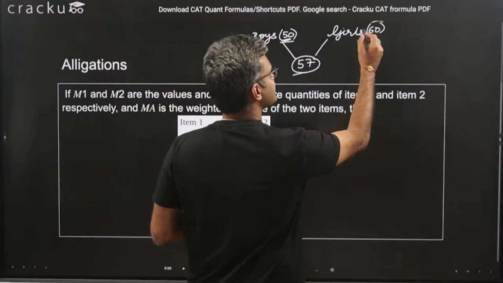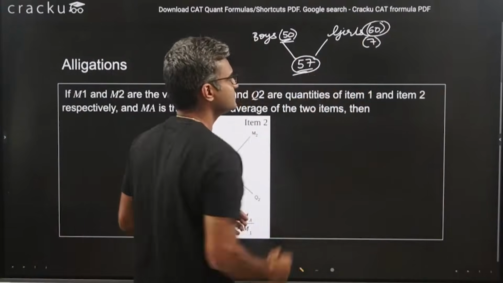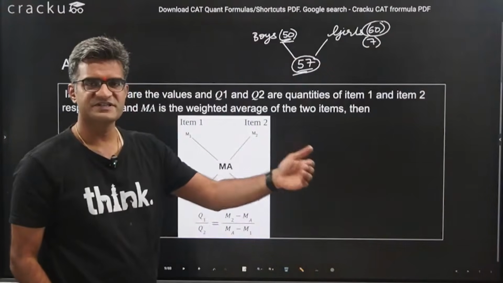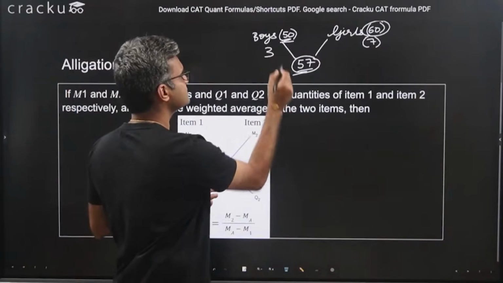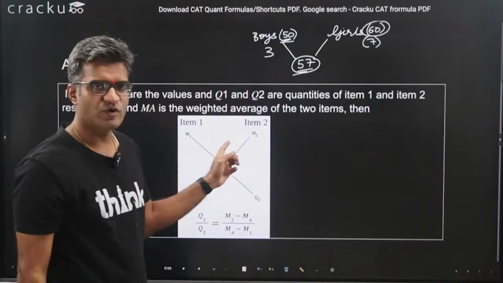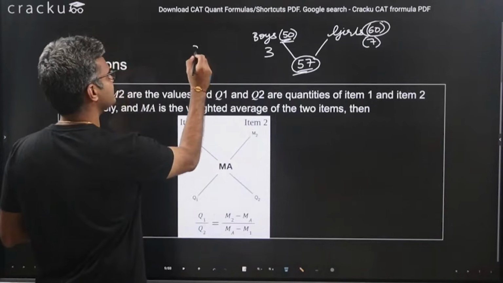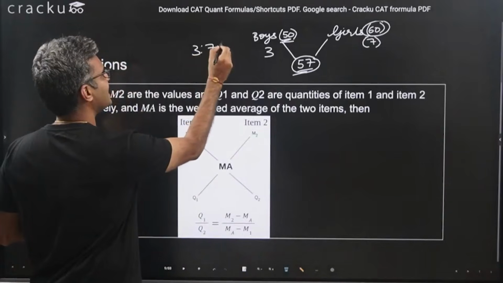And from 60, you subtract 57. What are you going to get when you subtract 57 from 60? You are going to get 3. You put it over here. So the ratio of the number of boys to the number of girls is 3:7. This is basically the alligations method.